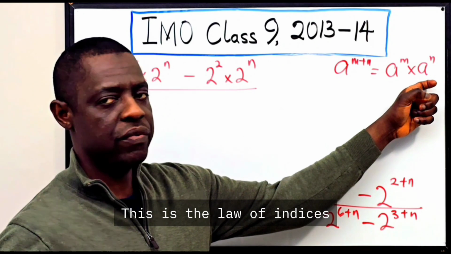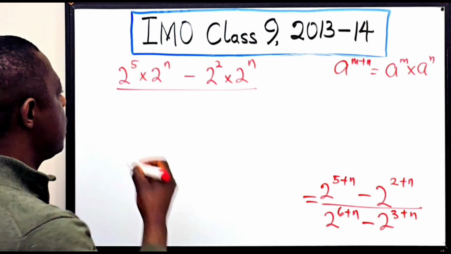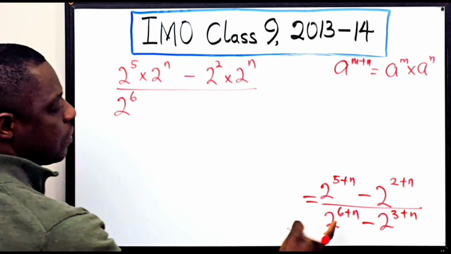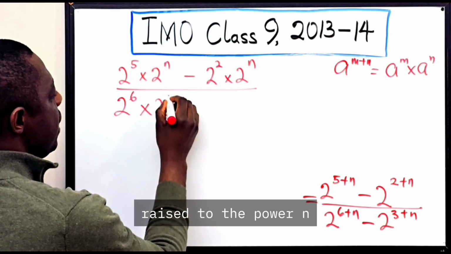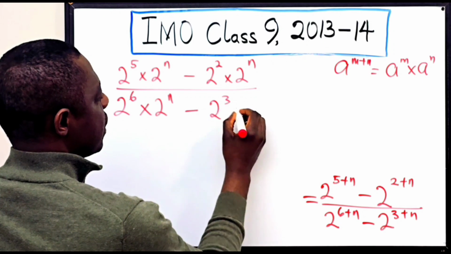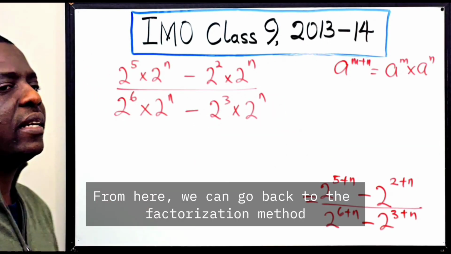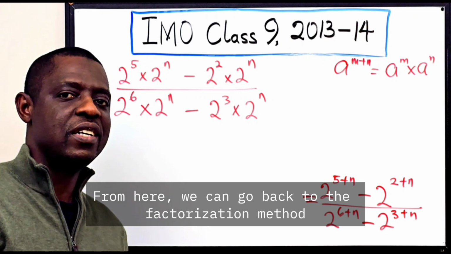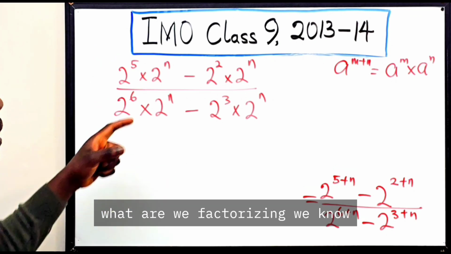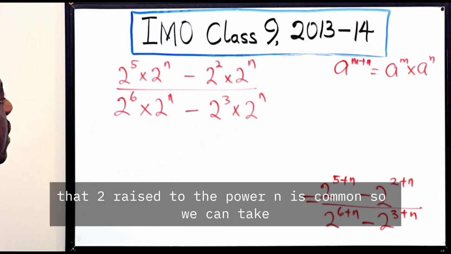This is the law of indices that I'm using to expand this. So we do the same thing here. So this is going to be 2 raised to power 6 times 2 raised to power n, minus 2 raised to power 3 times 2 raised to power n. From here, we can go back to the factorization method. What are we factorizing? We know that 2 raised to power n is common, so we can take that out.